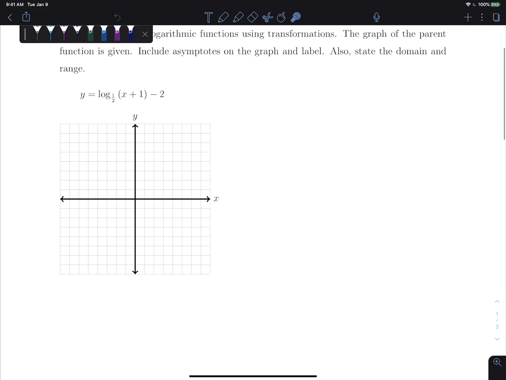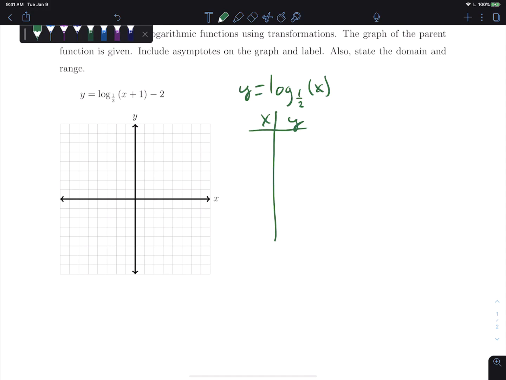So I'm going to go ahead and look at the parent function. The parent function is just y equals log base 1/2 of x. So the parent function for any logarithm is going to be whatever the base is. So log base 1/2 of x. Creating an xy table: -1, 0, 1 for the y's, with a 1 right there for the x's.